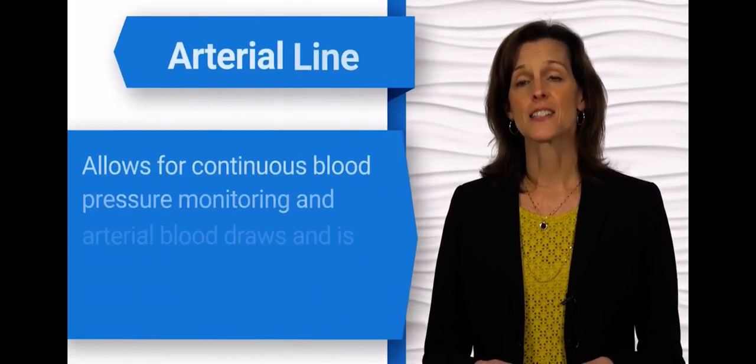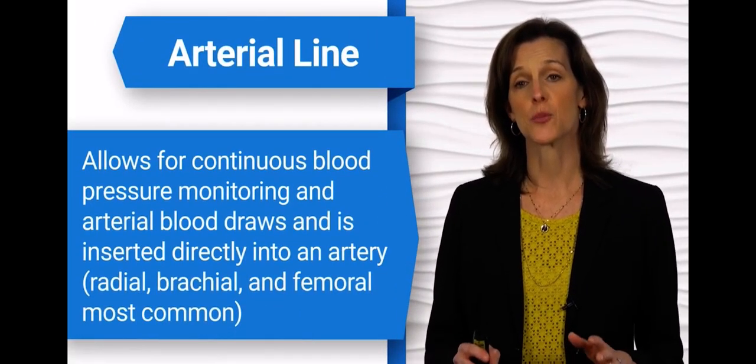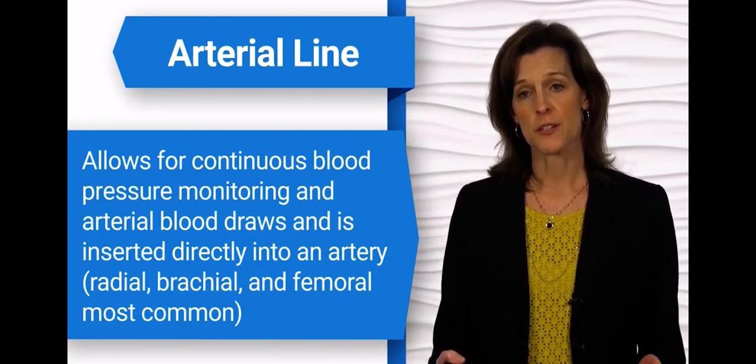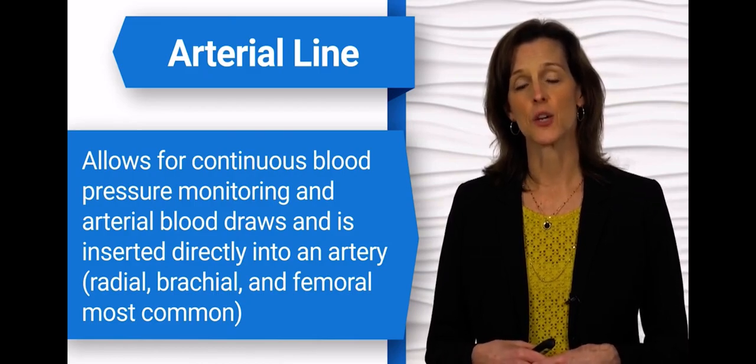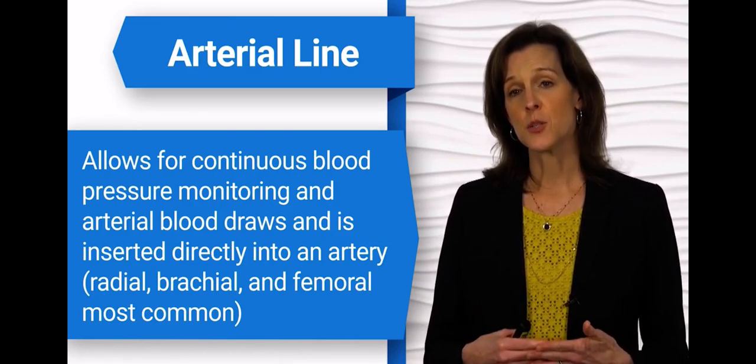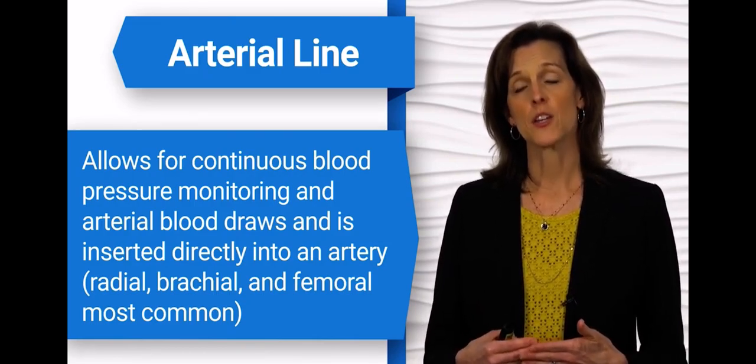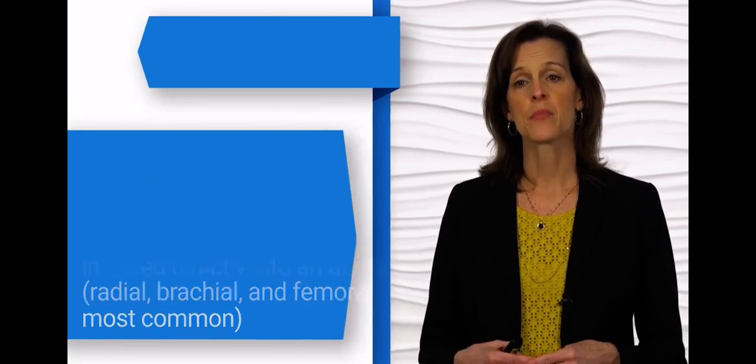The arterial line is going to give you a continuous blood pressure reading. You can also draw arterial blood from this. Lots of times you're only going to see this line in an ICU. It's inserted directly into an artery. The radial, the brachial, and the femoral are the most common.